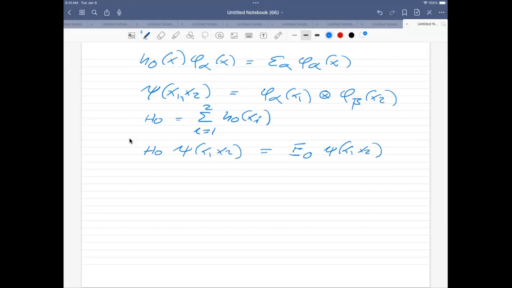So a product state is defined like this. This is an ansatz for the state of two particles. And since the Hamiltonian of the system doesn't contain any interaction, it's actually possible to show then that this product state is an eigenstate of the non-interacting system.